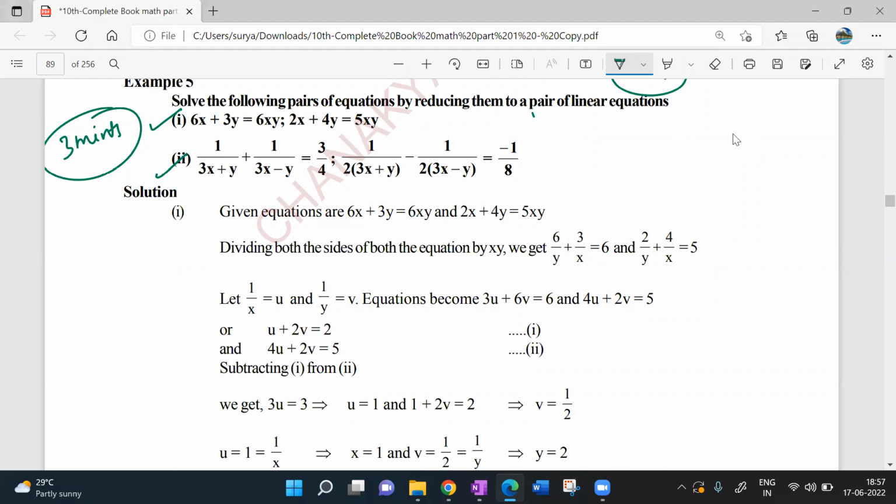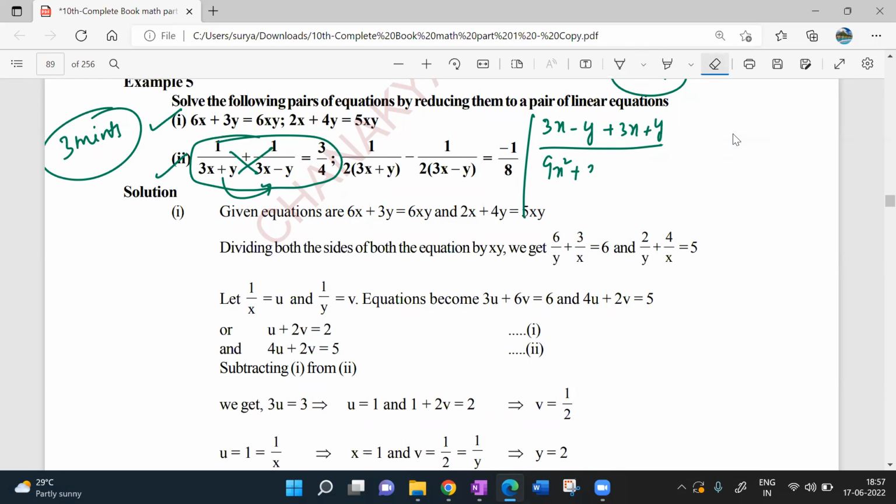Look at the second one. Let me write here directly. I'm just solving this equation here. Okay, second one. So directly cross multiplication: (3x minus y) plus (3x plus y) divided by this, this into this divided by this into this. So 9x square plus 3xy plus 3xy minus y square is equal to 3/4.